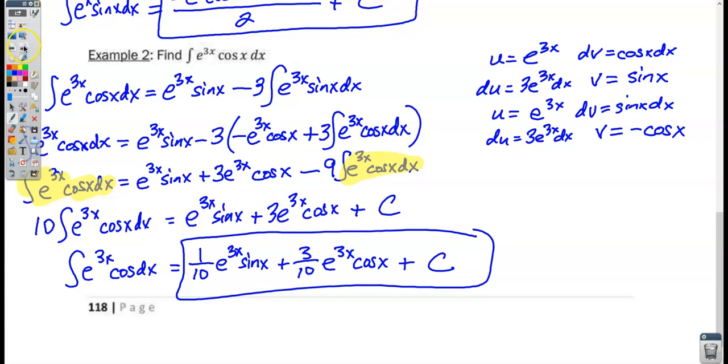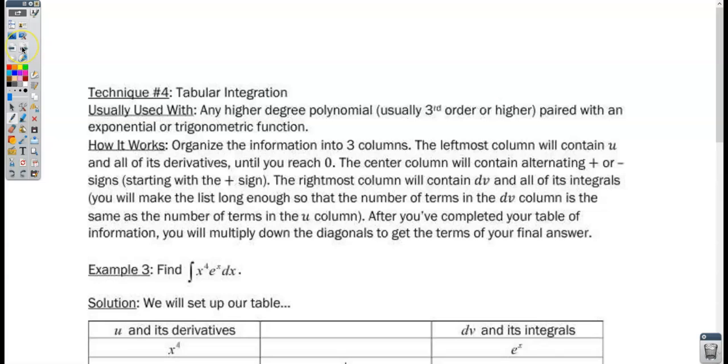Let's introduce you to your fourth technique, which for those of you who did not like the last example from video 2 because it got a little monotonous, this will make you very happy. Technique number 4, what is known as tabular integration. We usually use this with any higher degree polynomial. Usually I start using it with the third order or higher when it's paired with an exponential or a trigonometric function.